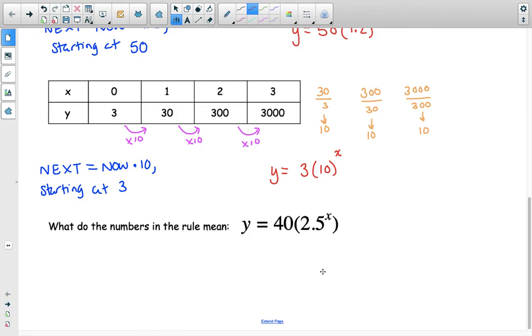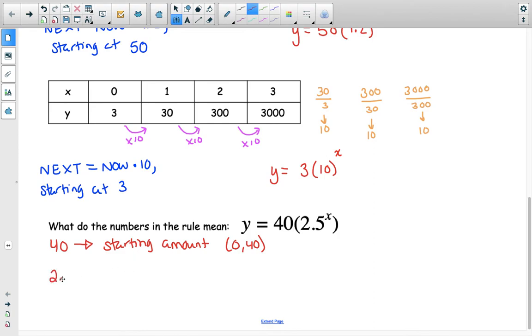So what do the numbers in the rule actually mean? Of y equals 40 times 2.5 raised to the exponent of x. We have two numbers. We have 40 and we have 2.5. 40, the number 40, is our starting value. It is the one value that is not being raised to the x. This is our starting amount. This would be the coordinate of 0, 40 because it's your y-intercept.